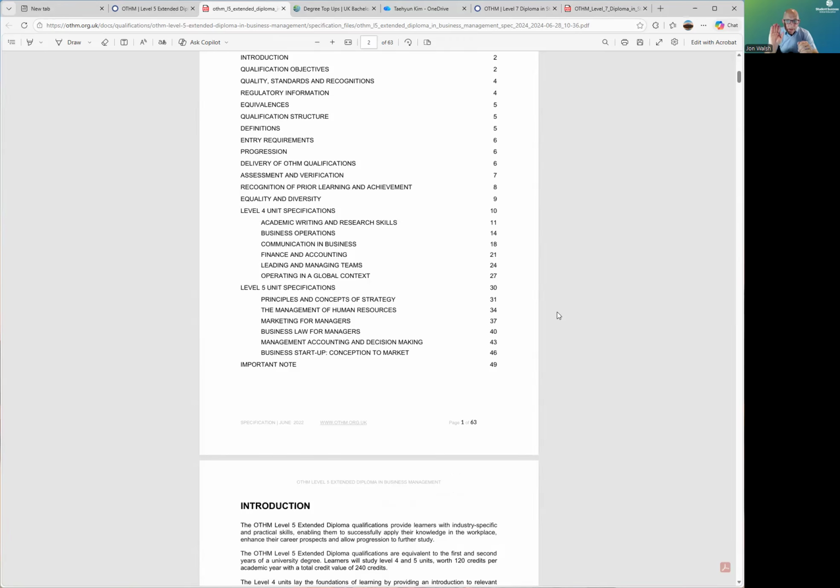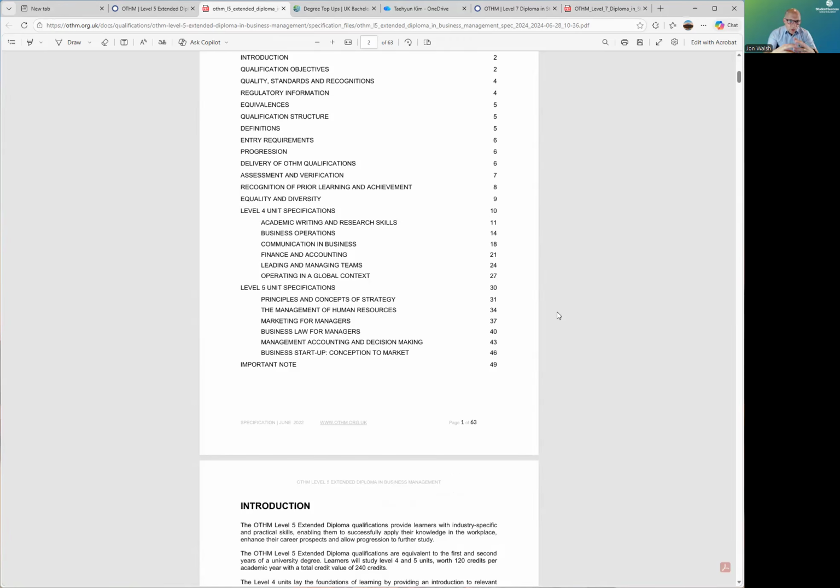The level 5 units, again, the 6 units are there: principles and concepts of strategy, the management of human resources, marketing for managers, business law for managers, management accounting and decision making. Again, it's not an accounting paper per se, but it just gives some of the fundamentals of accounting and why you make certain decisions based on the finances. And then business startup conception to market.